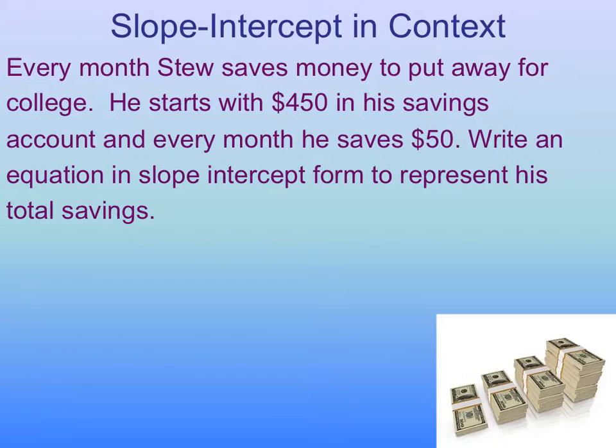So this says every month Stu saves money to put away for college. He starts with $450 in his savings, and then every month he saves $50. Write an equation in slope-intercept form to represent his total savings. So in this problem, since we want total savings, that would be the y variable, which is your output. And your input on the other side of your equation is everything that Stu has. So he starts with $450, and then it says each month he saves 50, so that'd be plus 50x.